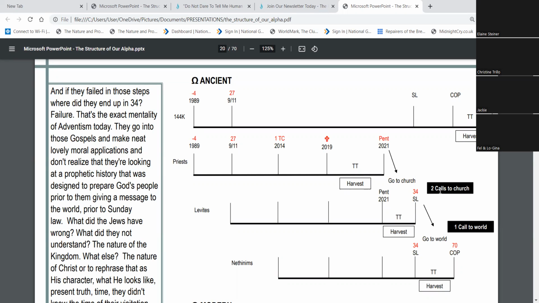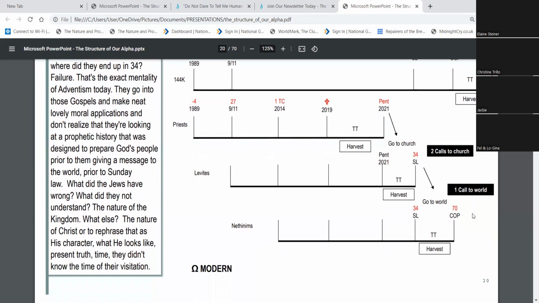They go into those gospels and make neat, lovely moral applications and don't realize that they're looking at a prophetic history that was designed to prepare God's people prior to them giving a message to the world, prior to Sunday law. What did the Jews have wrong? What did they not understand? The nature of the kingdom.